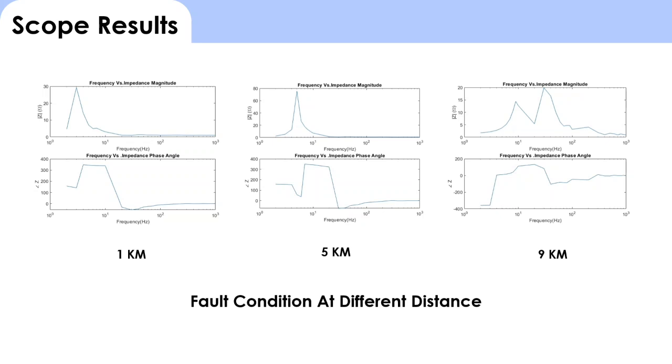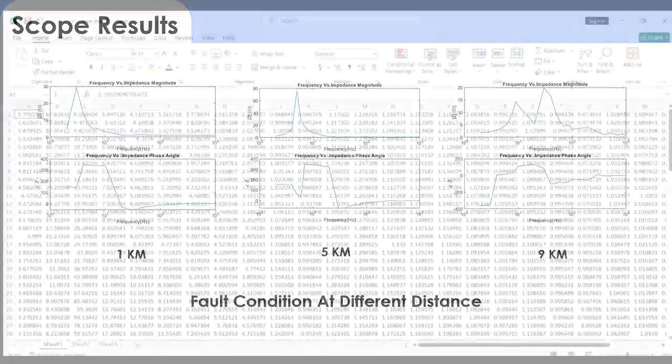After running the code, the scope results in the following output graph, which shows us the fault condition at different distances, for example at 1 kilometer, 5 kilometers, and 9 kilometers.